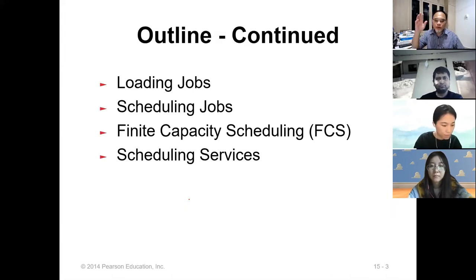And I'm going to introduce you to a few techniques which involve simple calculation and also some algorithms. Algorithm means steps required before we derive the optimum solution, or the scheduling that we actually want. And also the idea of loading jobs.